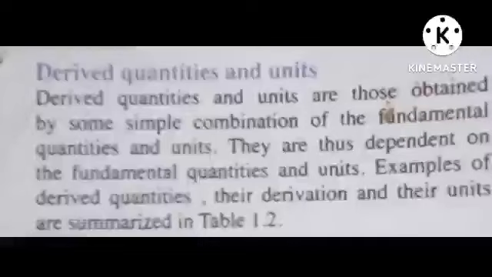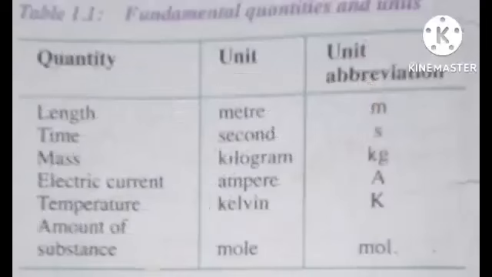Next, let's talk about the derived quantities, which are not the original quantities, but are gotten by a simple combination of the fundamental quantities. Now, the table here talks about the six major fundamental quantities in the first column, their units in the second column, and then their abbreviations in the third column. So you can say we have length, which has a unit of meters, mass, which has a unit of kilograms, and time, which has a unit of seconds. Then we also have the rest, like the quantity of substance, which is in mole, and so on and so forth.